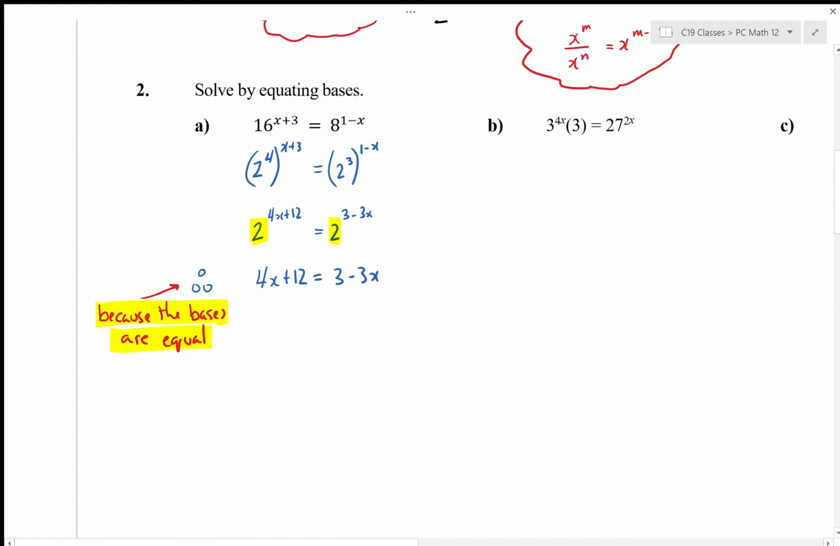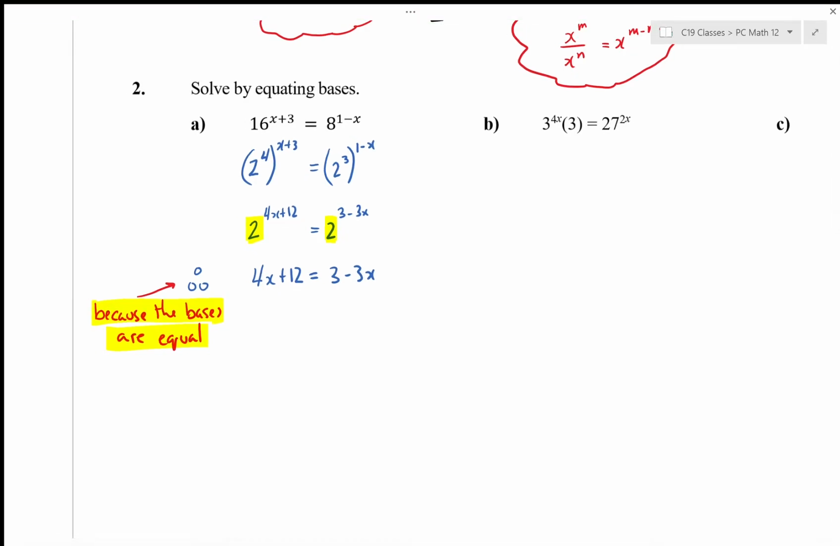Okay, so now I've degenerated down to a grade 8 question after we get to this. So the grade 12 part is getting it so you have base something equals base something, and once we're there we can just say therefore the exponents must be equal. And now we can finish off the question. This will be 7x equals negative 9, so x must be equal to negative 9 over 7.